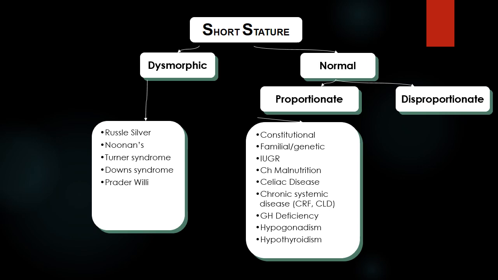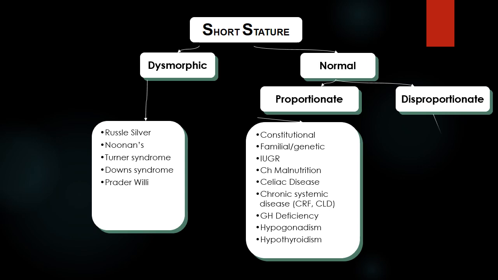If the upper segment lower segment ratio gives a proportionate short stature, the causes include constitutional delay in height, familial short stature, because of IUGR, malnutrition, malabsorption, chronic diseases, endocrinopathies like growth hormone deficiency, hypogonadism and hypothyroidism.